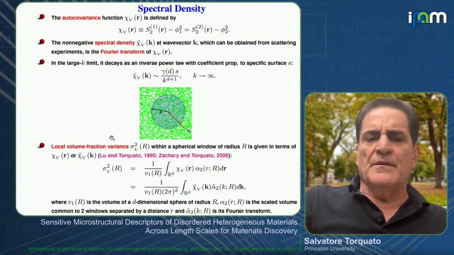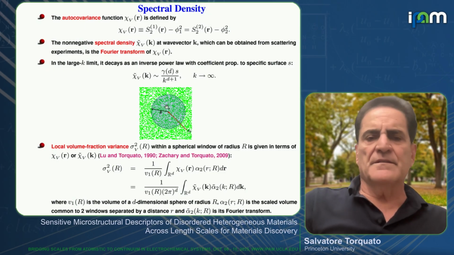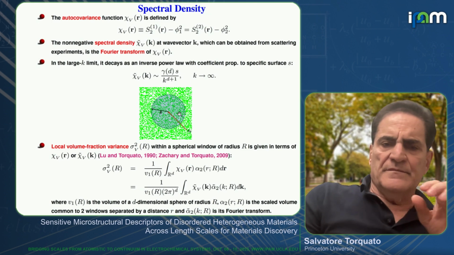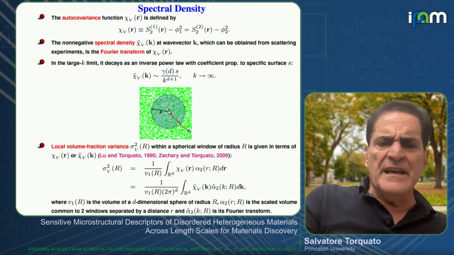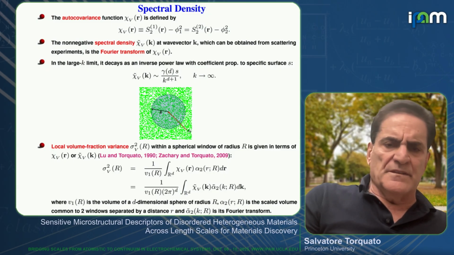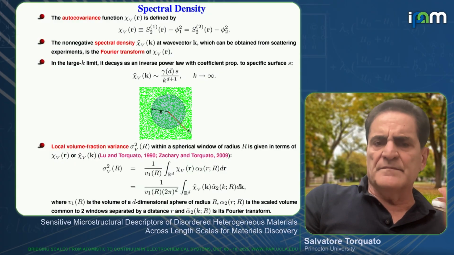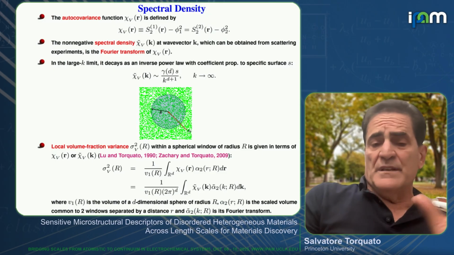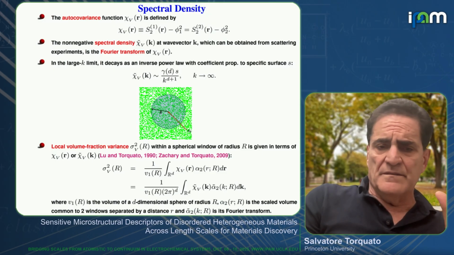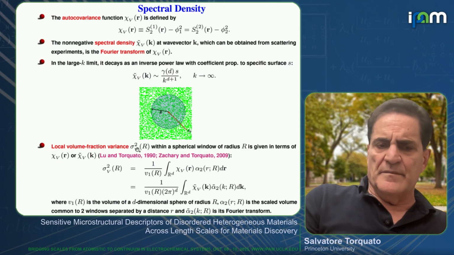Now, another quite interesting quantity is the local volume fraction variance. So you imagine that you have a window of a given radius, and now you're going to move that window from location to location. The volume fraction is going to fluctuate. And now I can define a random variable associated with that particular volume fraction. And what I'm doing is I'm averaging over all positions of the windows. I'm going to look at the variance associated with that random variable. So that's the local volume fraction variance.